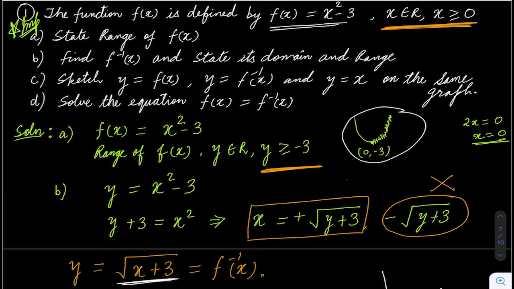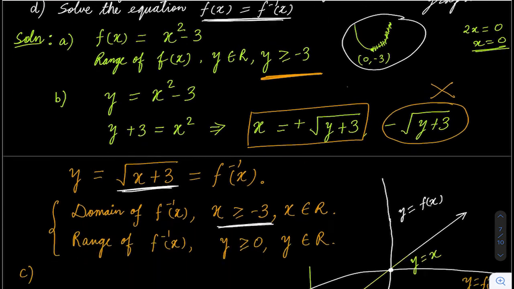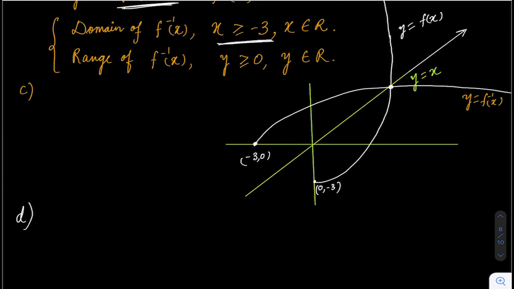In part D, they say solve the equation f(x) equal to f inverse x. Okay, so how do you solve? Basically, you have f(x), you have f inverse x, just equate them, you will get some answer, right? So if you try to equate f(x) and f inverse x, f(x) is this, f inverse x is this. Now you can see this, if you square this, because we have to eliminate the square root, right? So this is my f(x) and this is my f inverse x.